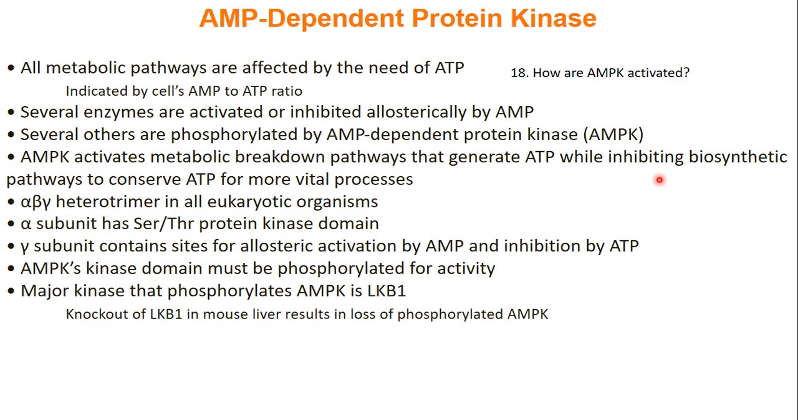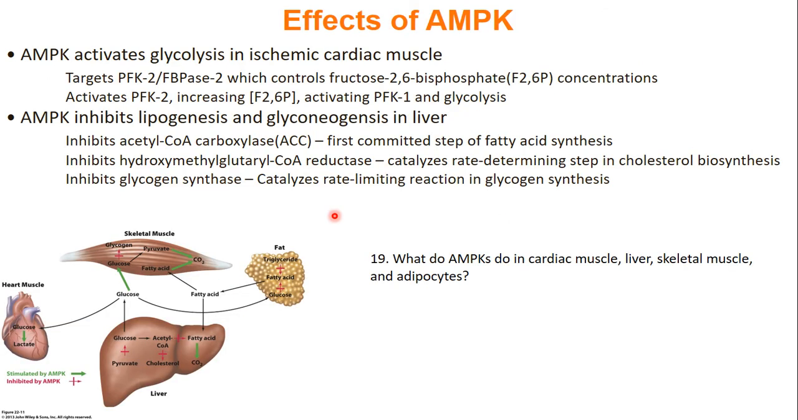How are AMPKs activated, or AMP-dependent protein kinases? Well, they have a gamma subunit that will be activated by AMP, and I didn't ask this, but how are they inhibited? ATP. So AMP-dependent protein kinase is activated by AMP, low energy. What effects does AMPK have on these next two slides, basically? Cardiac muscle, liver, skeletal muscle, and adipocytes. So in your cardiac muscle, it will activate PFK2, which will increase the amount of F2,6P, which will turn on PFK1 and ultimately glycolysis. So know that it turns on glycolysis via PFK2.